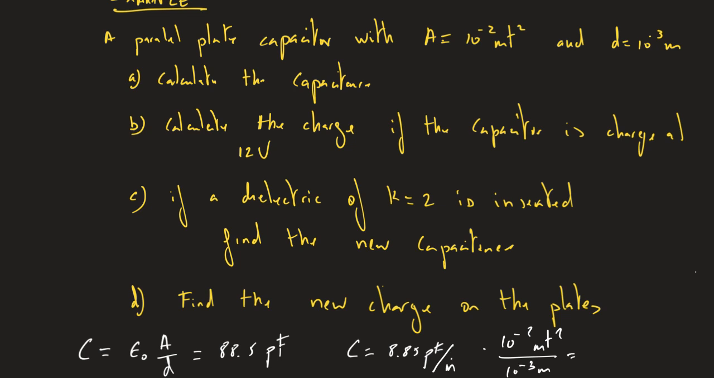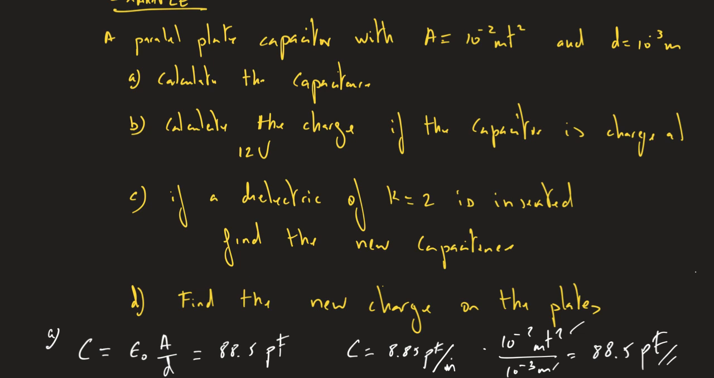So meter squared divided by meter is meter, and with this meter we get 88.5 picofarad. And this is the capacitance of these two parallel plates. So part A is already solved.